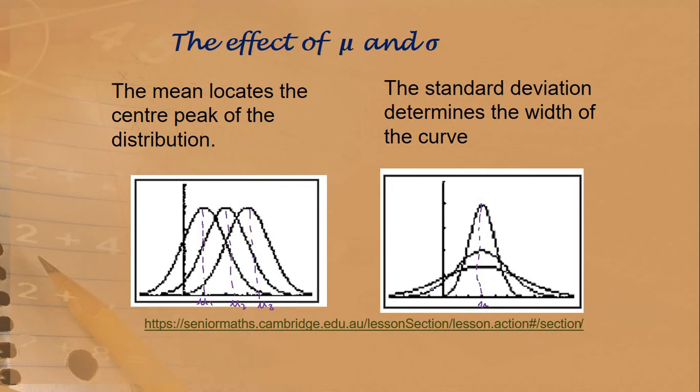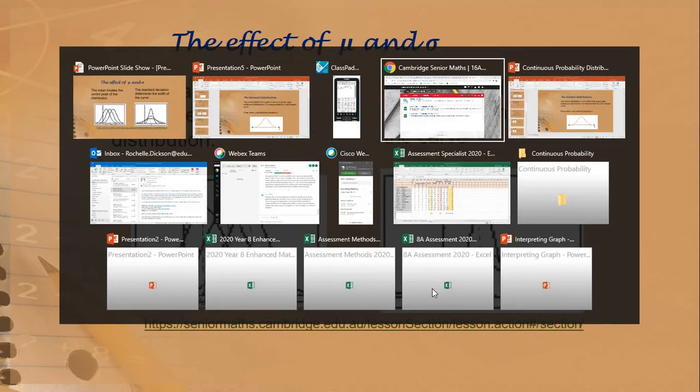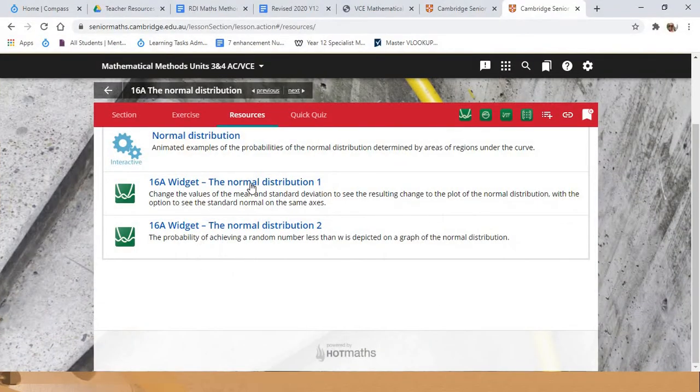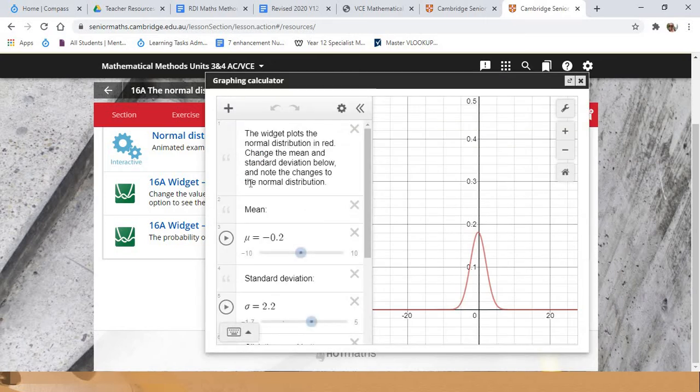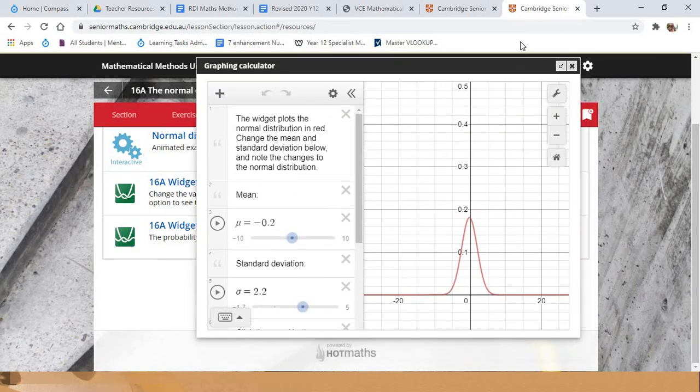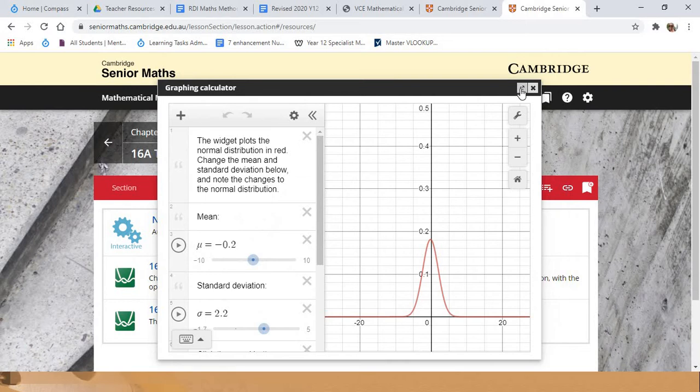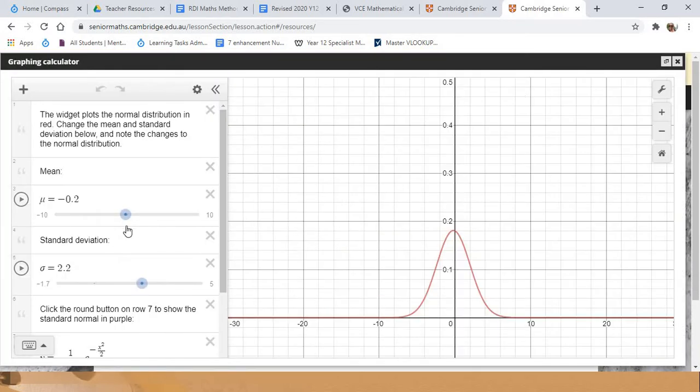So if we just take a moment to have a look at a particular example of how these might change. If I was to change the mean, we can see by changing the mean, I'm shifting my curve one way or another. A mean of 6.7 means that it is centered around the point where x is 6.7.